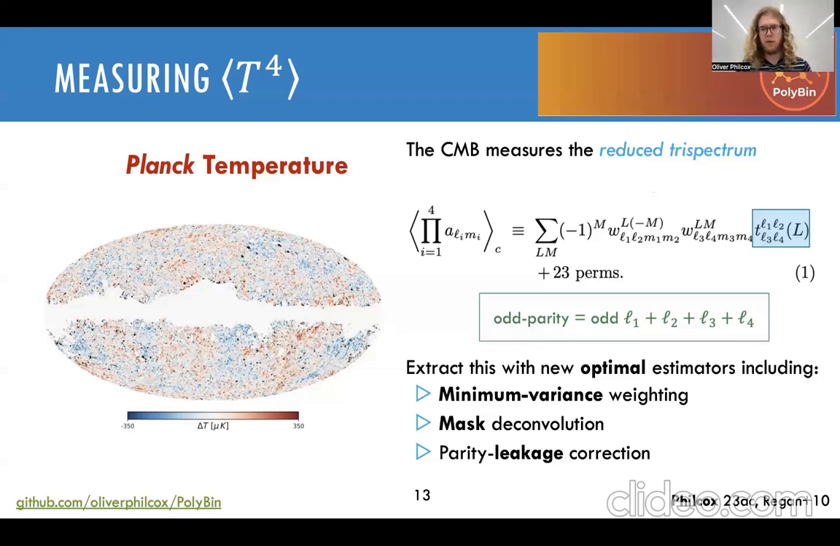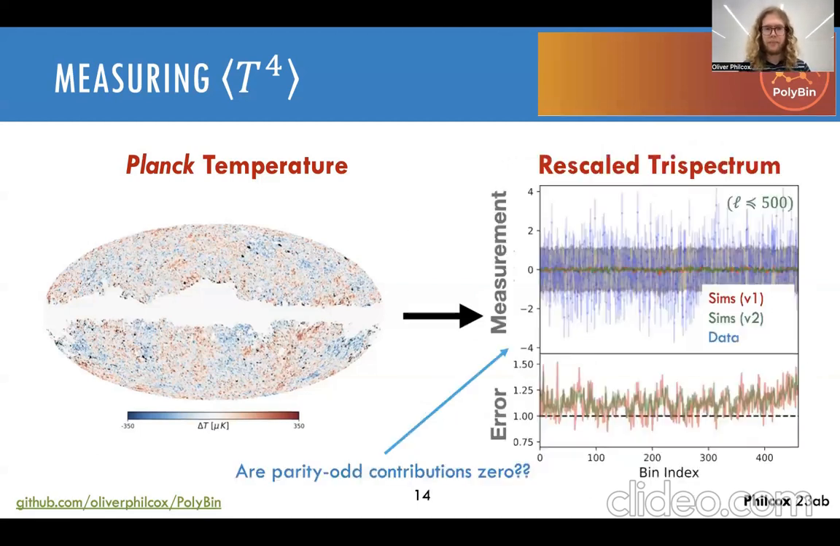So I ended up coming up with a whole new scheme called the polybin code, which is the logo, I think, just hidden off the top right there, which basically makes measurements of the power spectrum, bispectrum, and trispectrum of the CMB with a whole bunch of fancy features like deconvolving out the mask, removing parity leakage, minimum variance weighting, all fun things like this. The point of this analysis, however, is that we can now measure this thing robustly in practice.